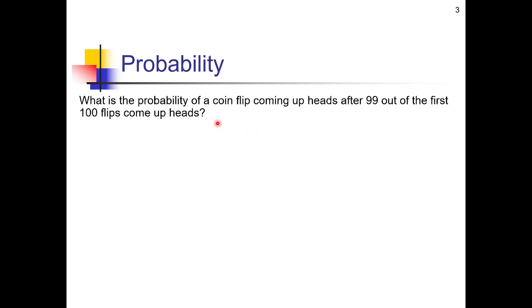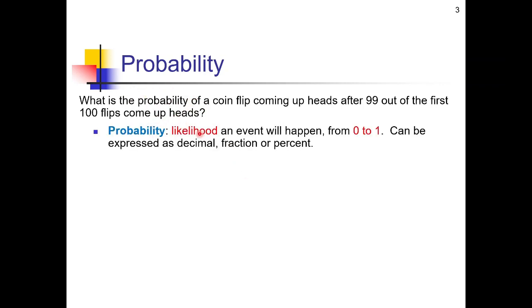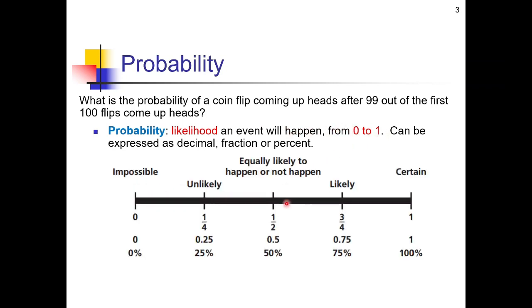But let's first start with a general definition of probability, which is the likelihood that an event will happen on a scale from 0 to 1. So here's a little scale to show you this. 0 would be impossible, 1 would be certain, and then we have everything kind of in between. And it says unlikely 1/4. It doesn't mean it's exactly 1/4. It's just kind of a general ballpark of what we call these things.